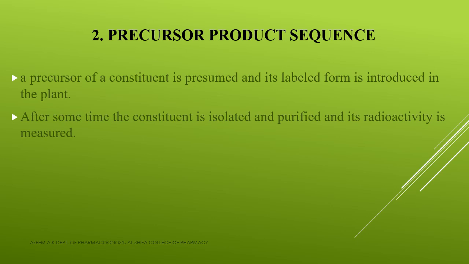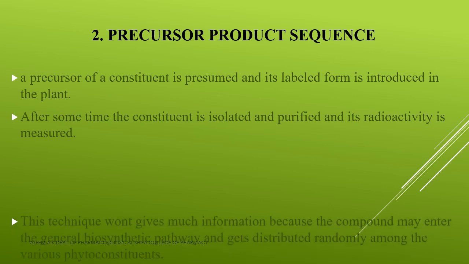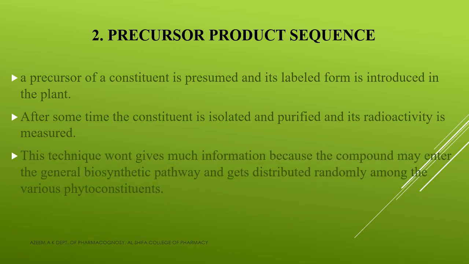Clear? So in precursor product sequence, a precursor of a constituent is presumed and its labeled form means the form along with the radioactive isotope. That is all. So a precursor of a constituent is presumed and its labeled form is introduced in the plant, and after some time the constituent is isolated and purified and its radioactivity is measured. Clear? Okay. And this technique won't give much information because the compound may enter the general biosynthetic pathway and it may get distributed randomly among the various phytoconstituents.